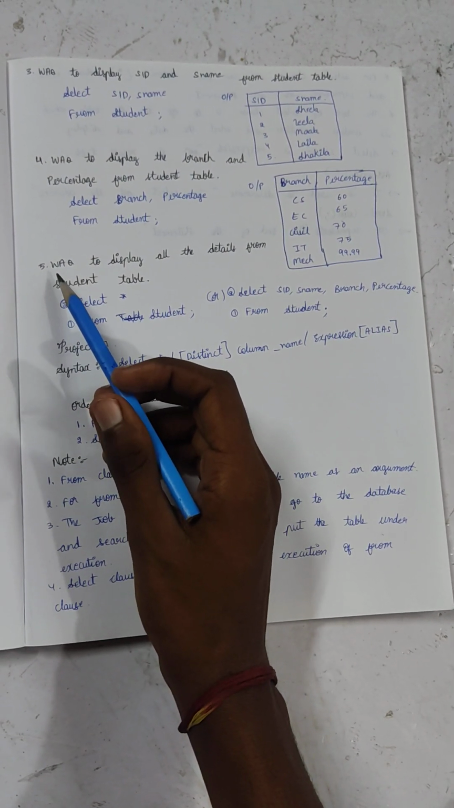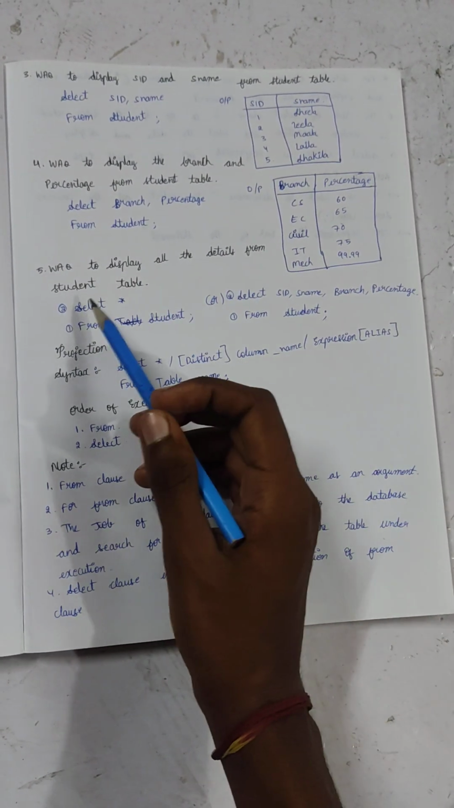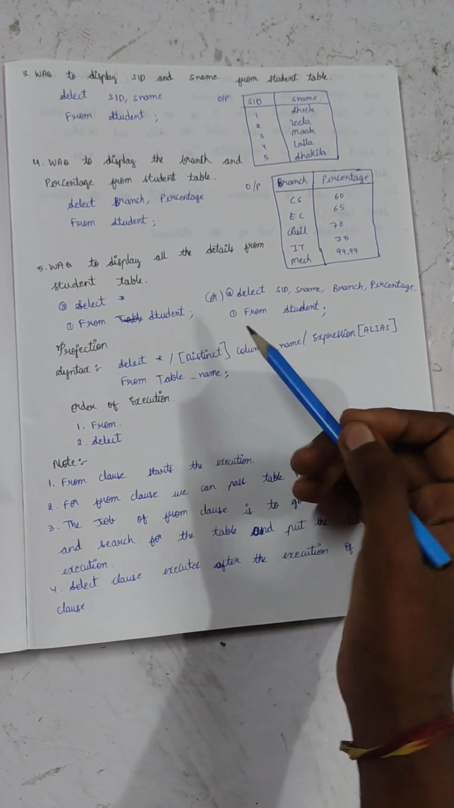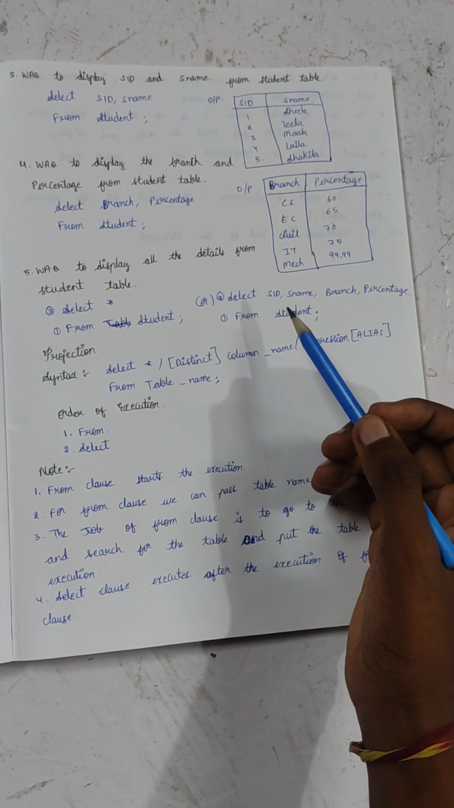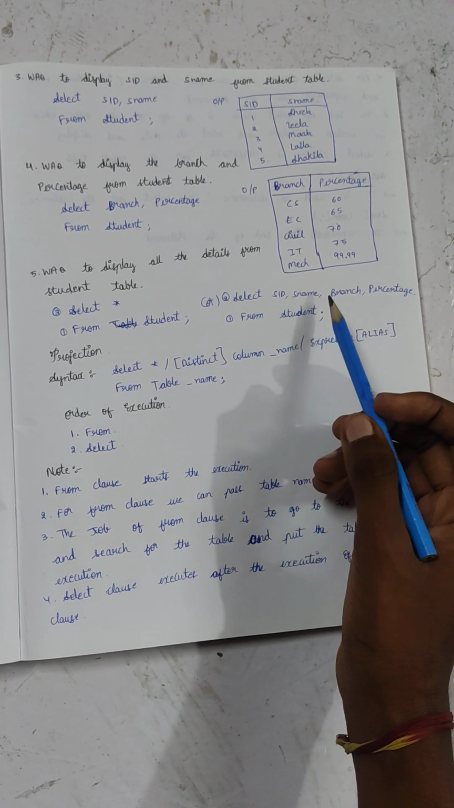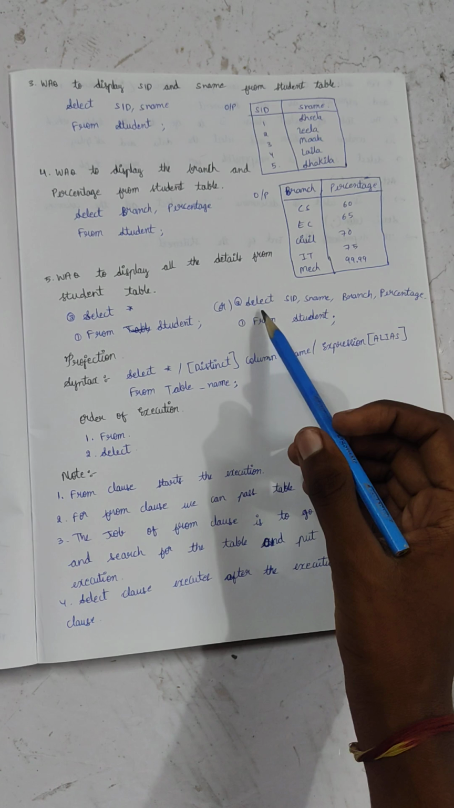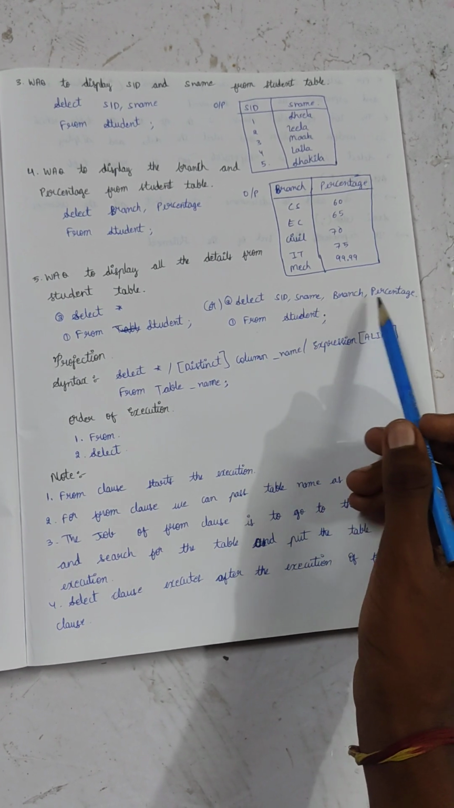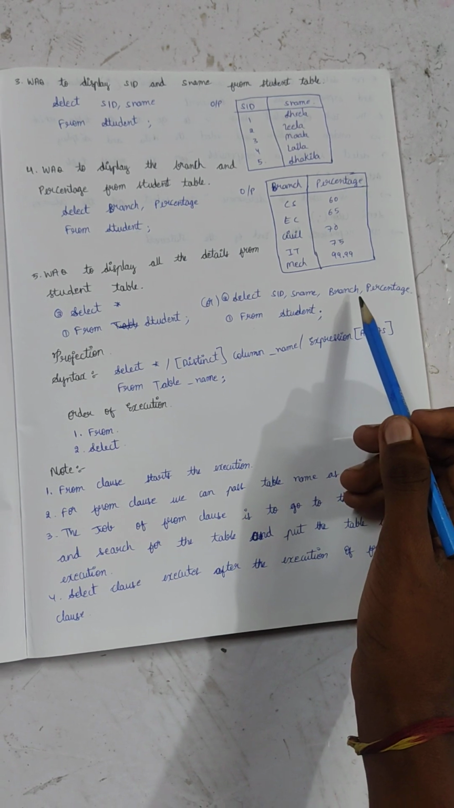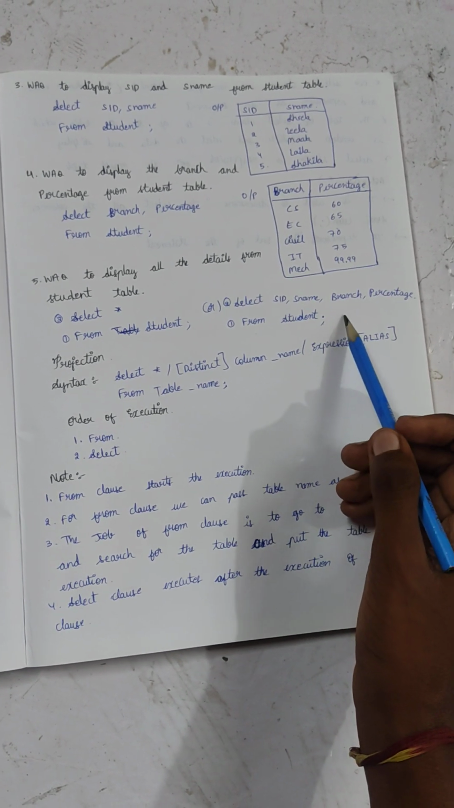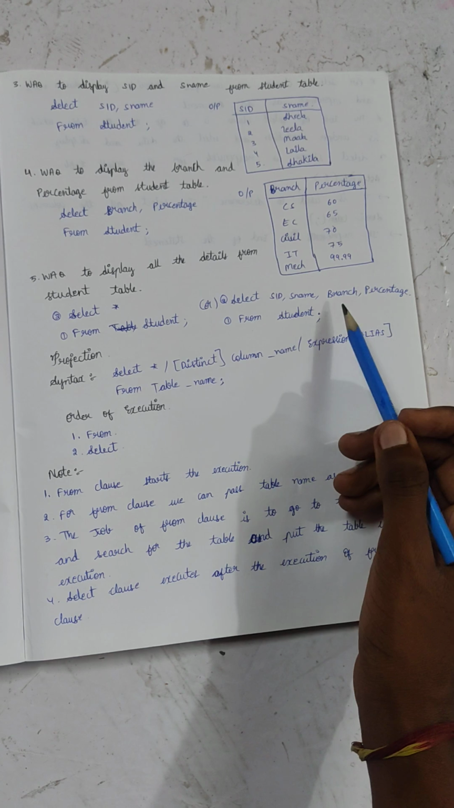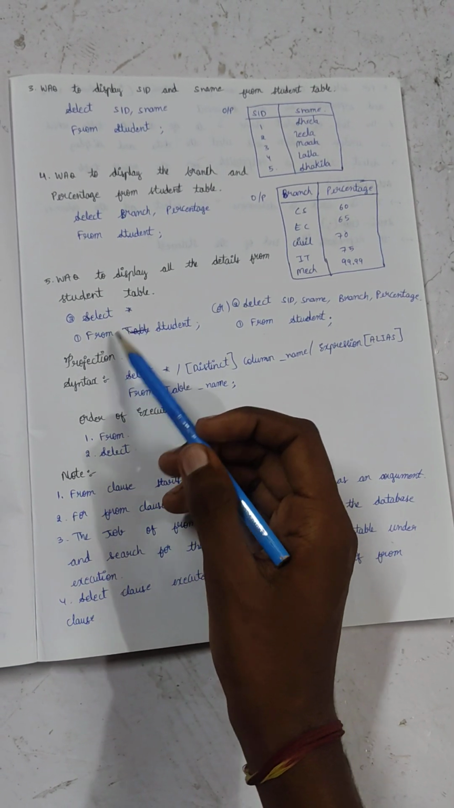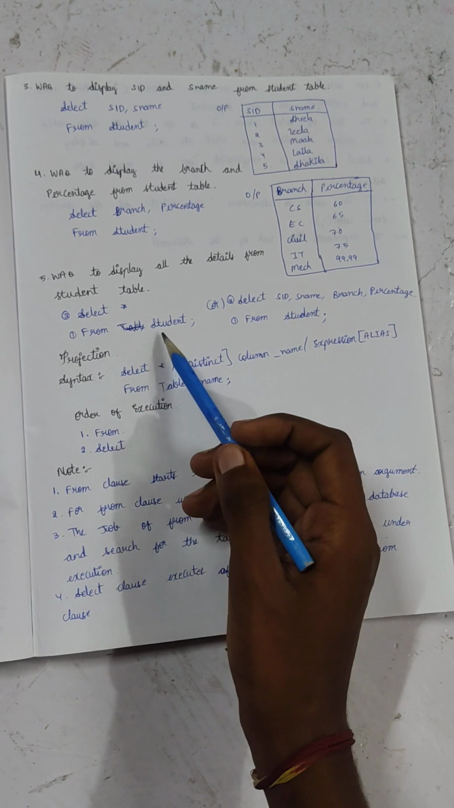Now write a query to display all the details from student table. For example, if we want to retrieve all the attributes, then we can give select student ID, student name, branch, percentage from student. If we have more than 10 or 20, we can't write all of them. So we can use select star from student.